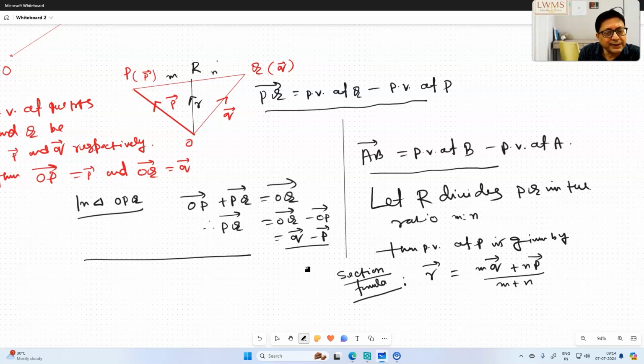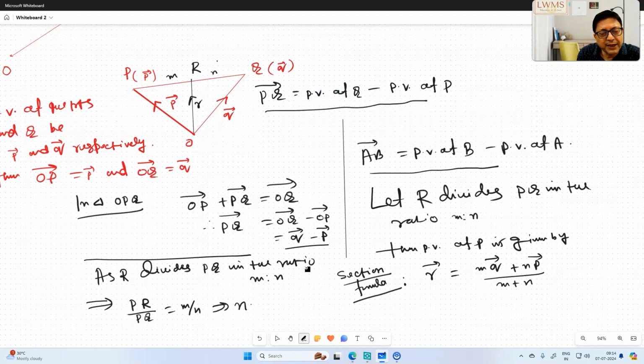So when you are saying R divides PQ in the ratio m is to n, this implies that PR by RQ is m by n. This implies n into PR equals m into RQ.